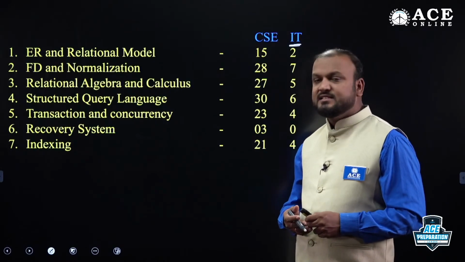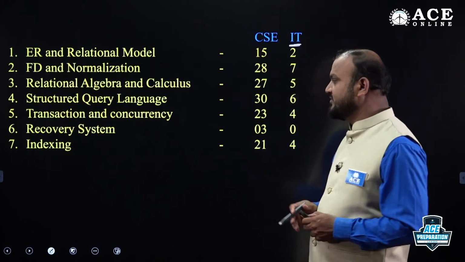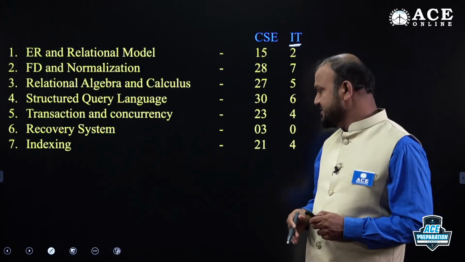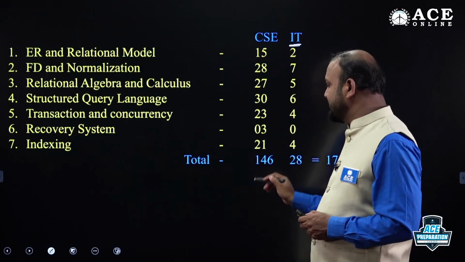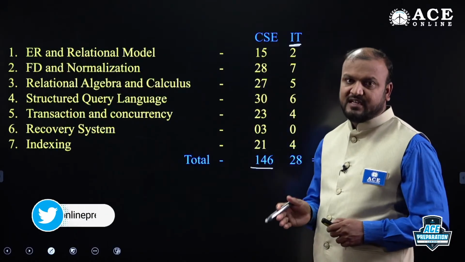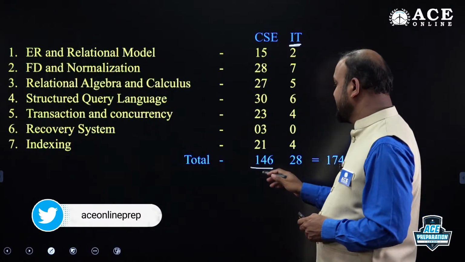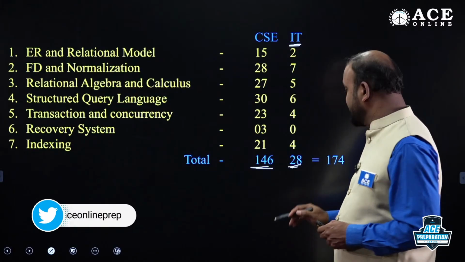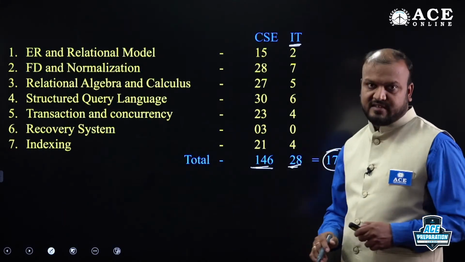And we have the indexing chapter last, and in indexing we have 21 questions in the CS paper and 4 questions in IT. Now look, the total is 146 questions in CS over the past 20 to 21 years of papers, and 28 questions in IT, totally 174 questions.